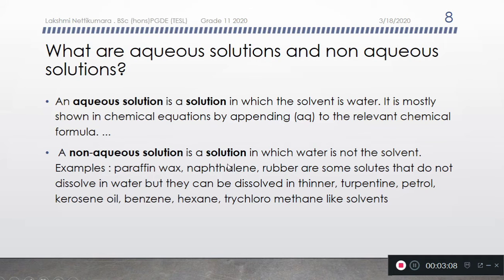A non-aqueous solution is a solution in which water is not the solvent. As an example, you know that paraffin wax won't dissolve in water, but it will dissolve in kerosene oil. Naphthalene is also the same. So, there are certain solvents that are not water. Anything that can be dissolved in such a solvent to make a solution is called a non-aqueous solution.